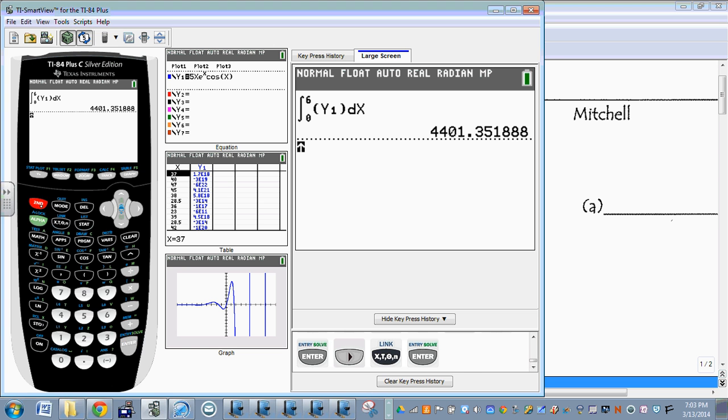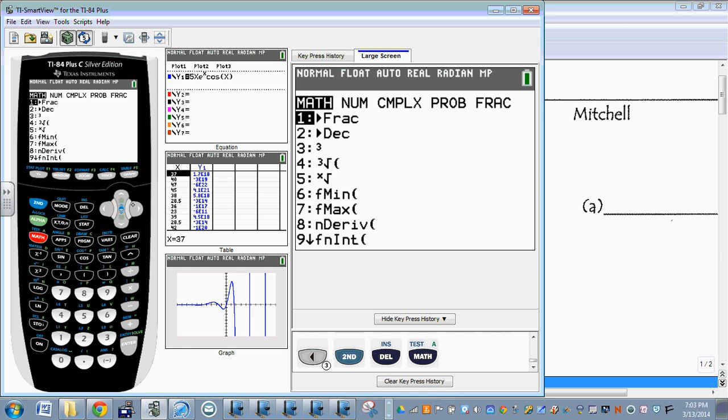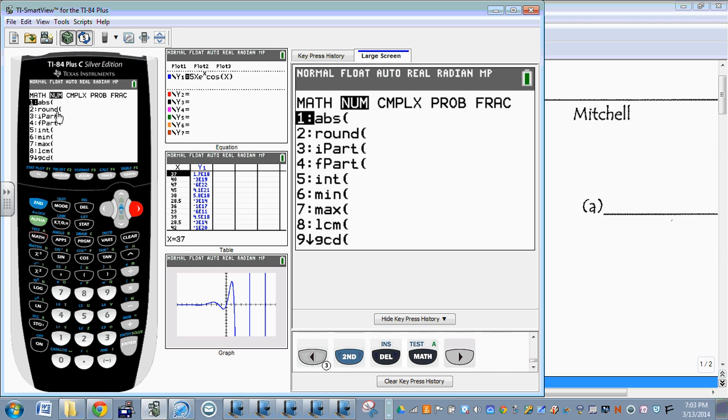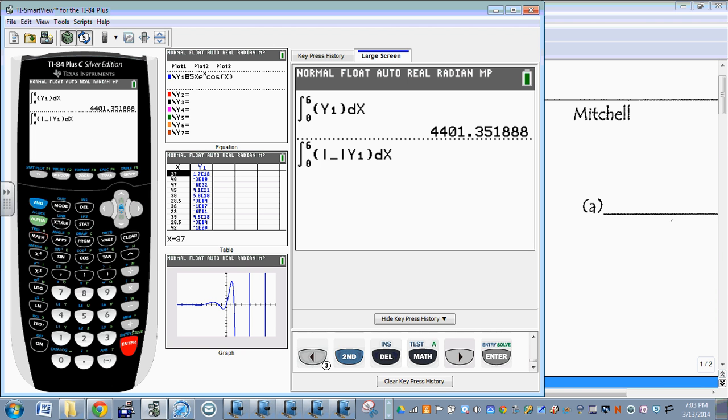All right, so going back here, I'm going to insert, because I forgot to do this, math, and then the absolute value. It's under math, NUM, the numbers, enter, and I'm going to have to put the y sub 1 back in there.